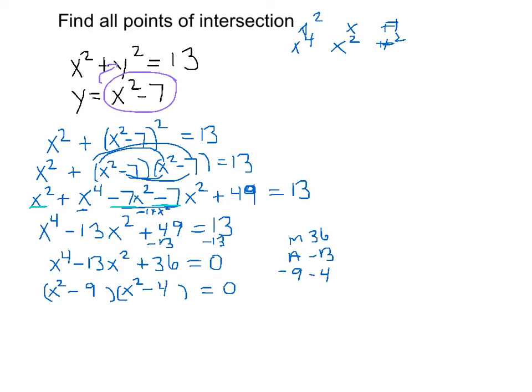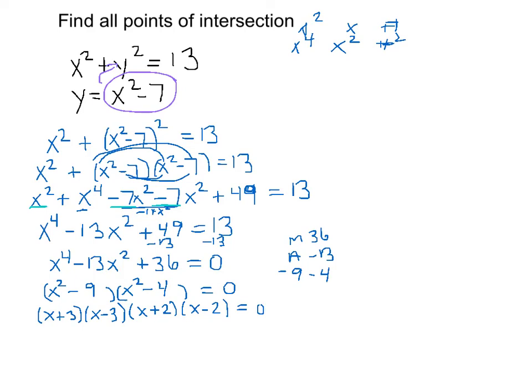Now, if you look at x squared minus 9, that actually factors out more. That's a difference of squares. So that'll factor to x plus 3, x minus 3, because positive 3 and negative 3 multiply to be negative 9, but add to be 0 because we don't have that middle term. X squared minus 4, much the same way, will factor to x plus 2 times x minus 2. All of that is still equal to 0.